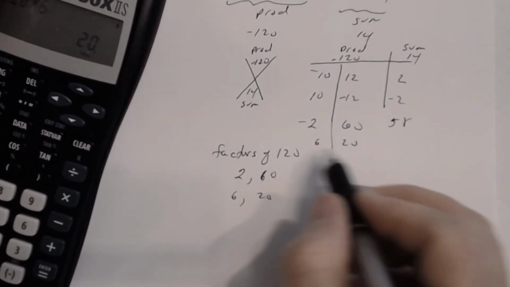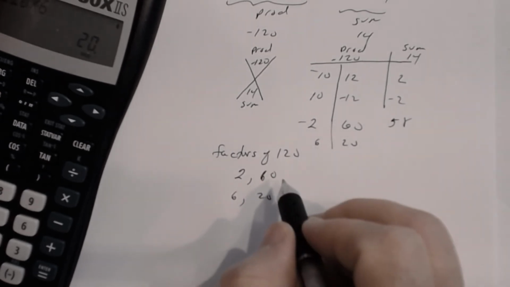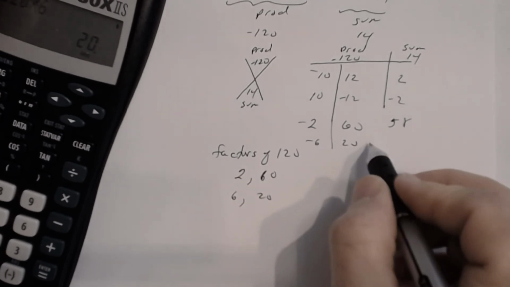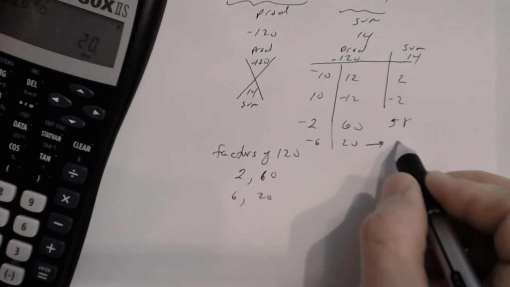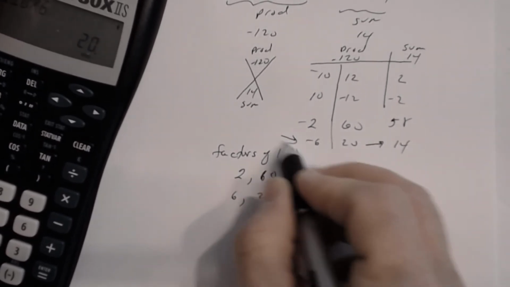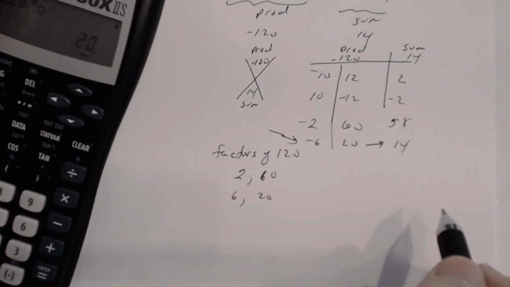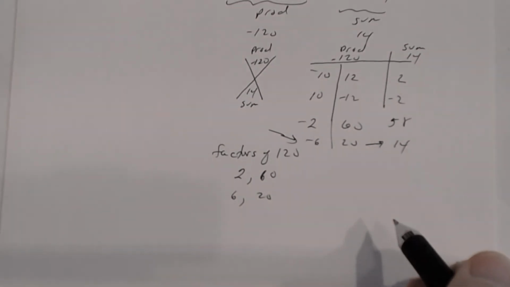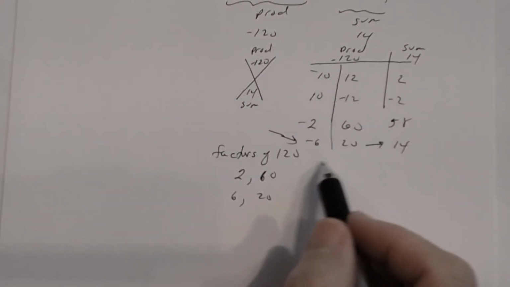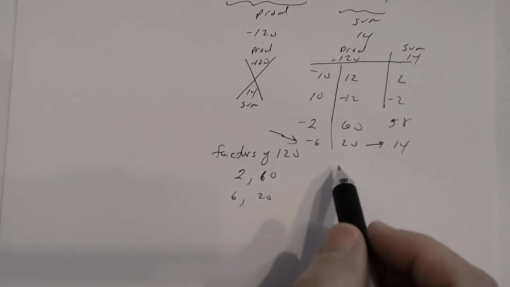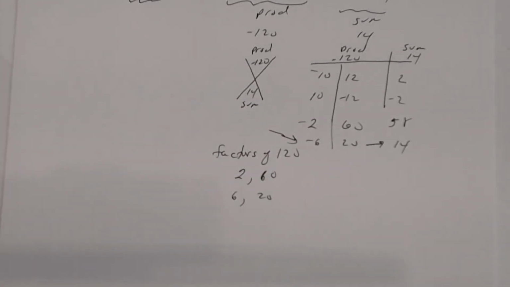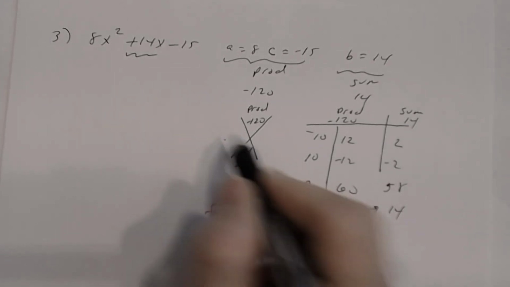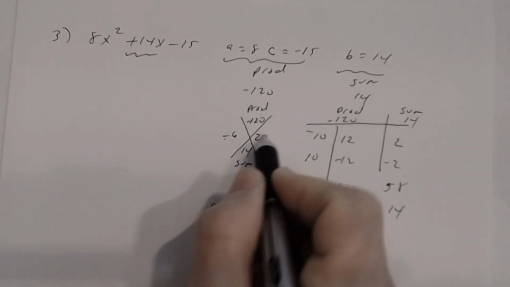So if I put 6 and 20, which one of these do you think you can make negative? Remember, you want the sum to be positive, so you can make this one negative. And look, right away, what do you get? You get 14. So you found it. You found the two numbers that work: negative 6 and 20. All right, so once you find the ones that worked, then you go ahead and rewrite this middle term using those two numbers. Okay, so I'm going to use negative 6 and 20.